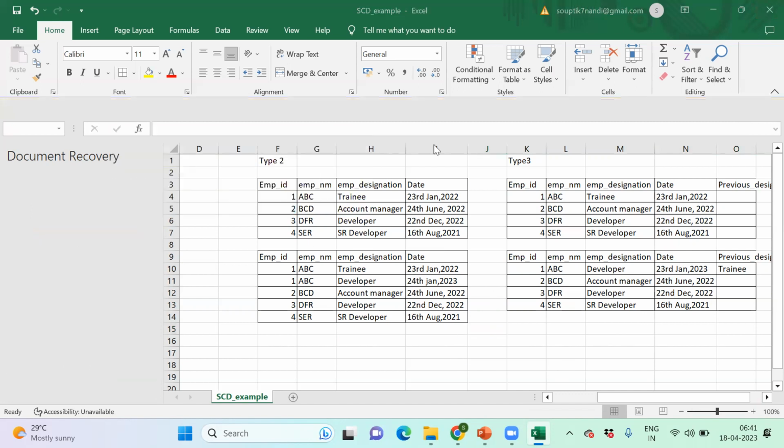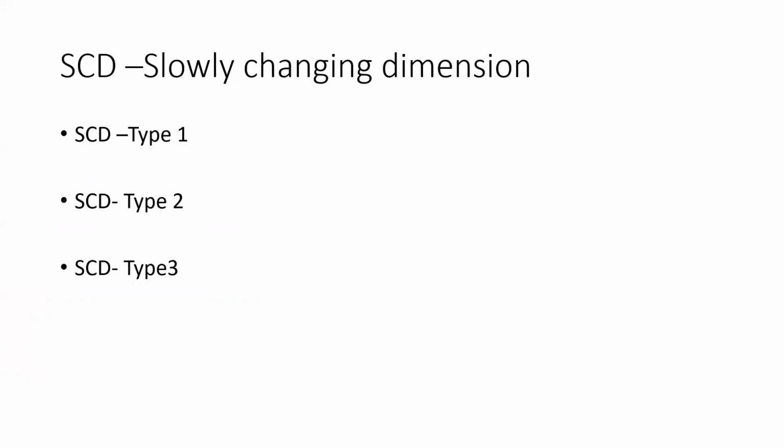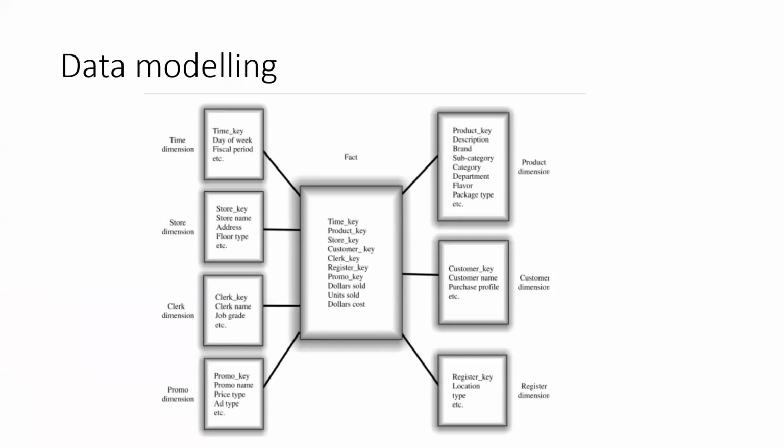If there is any stuck point, kindly ask me. Okay. Now our fact and dimensions are ready. So if those things are ready, we can create the data modeling. So this is called data modeling. So we have a centralized fact table over here, and surrounding it, we have various dimensions. Okay, so this is called data modeling.